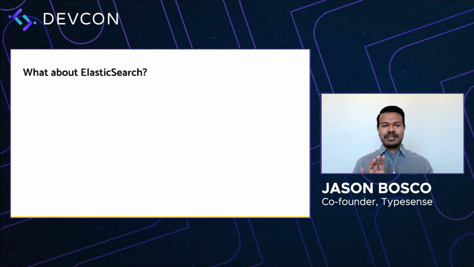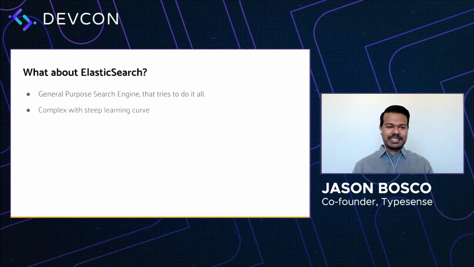Let's talk about Typesense in the context of Elasticsearch. Elasticsearch is a great general purpose search engine, and it has a whole bunch of features. You can pretty much do anything related to search with Elasticsearch, but that's the blessing and the curse: with that broad feature set, it has a complex learning curve which takes weeks for someone just starting out to get accustomed to.